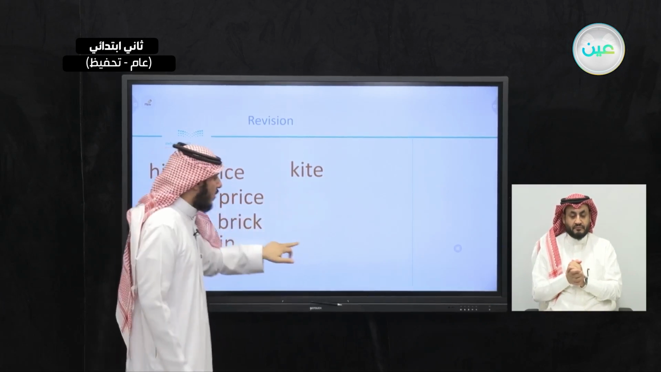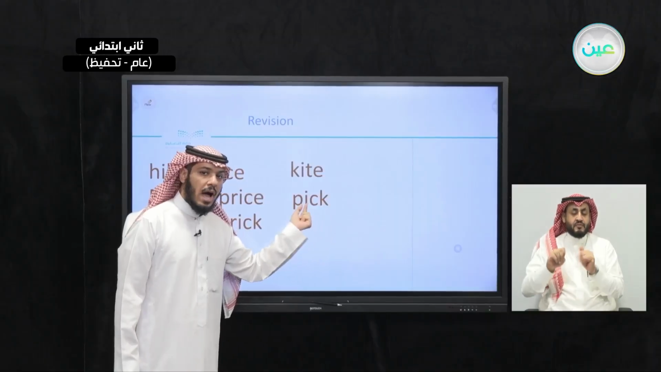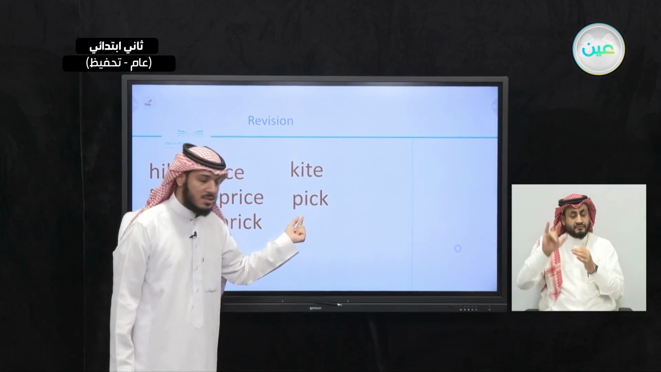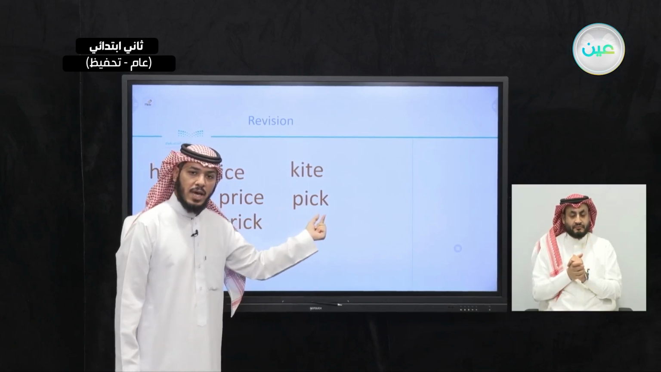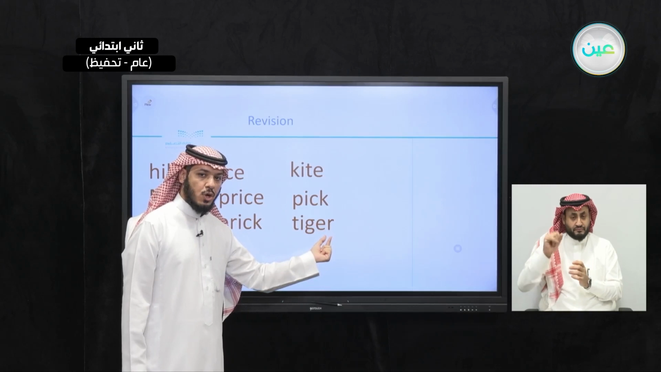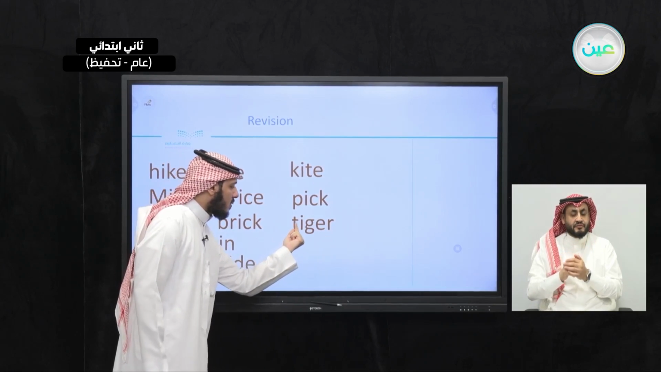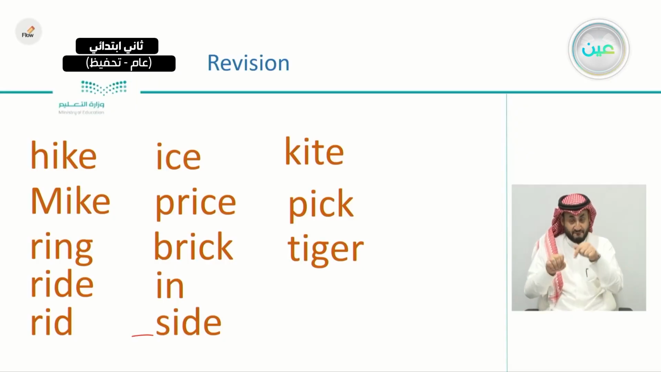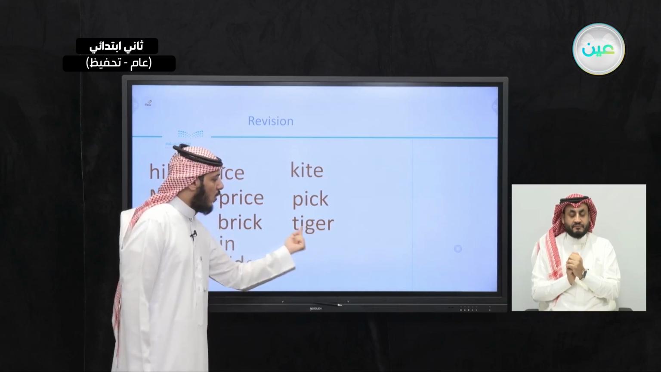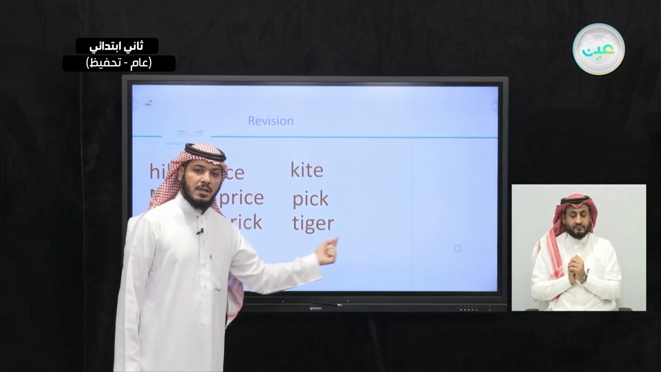Kite. Okay, what about this word? We have P, then I. But is there an E here? No. So I will say what? Pick. Yes, that's right. After that, we have T-I-G-E-R. So what can I say? Tiger. Perfect. Why? Because I have I, letter E. So I pronounce it as I. Okay, so it is tiger.